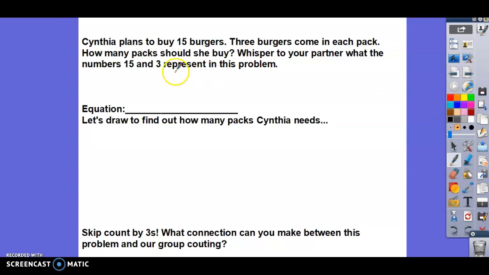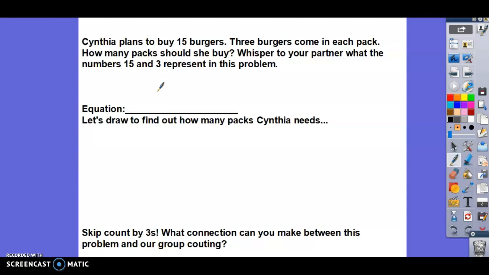Okay, so now we're going to do one more. Take away 3 of your squares and put them in your bag or put them in your desk. Just take away 3. So now you should have 15. Cynthia and I are still planning this party. She plans to buy 15 burgers. How many burgers? 15. Good. So 3 burgers come in a pack at the store. How many packs should she buy?